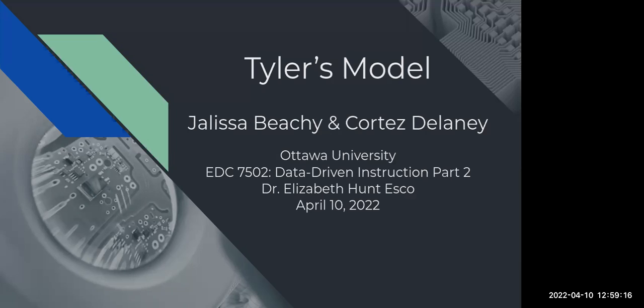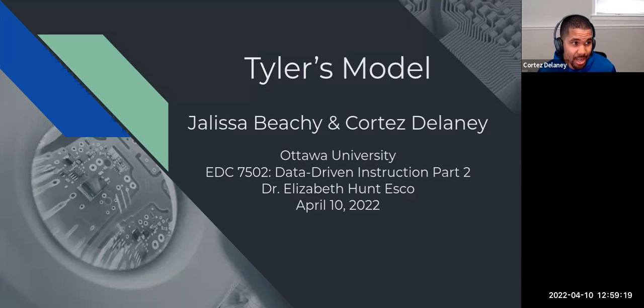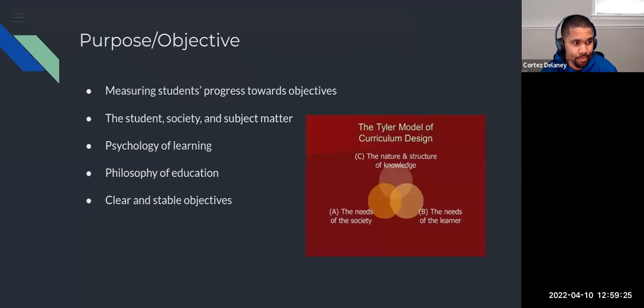Okay, so I'm Jalissa. And my name's Cortez, and we're actually here to present Tyler's model. Tyler's objective model was first created in 1949 with the purpose of measuring students' progress towards objectives. It matches the pre-behavioral objectives with the actual outcome. This model is based on the objective-oriented theory, and it uses curriculum to aim towards an educational object.